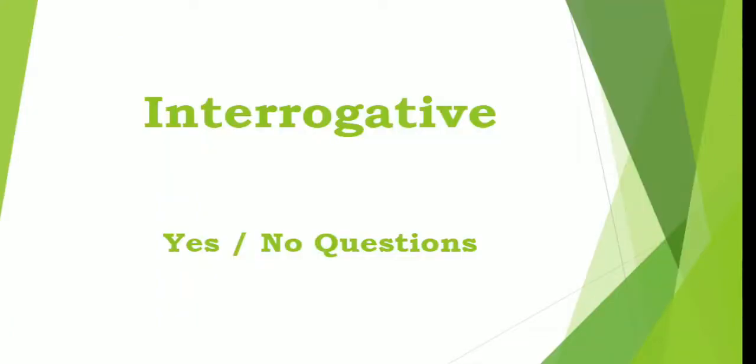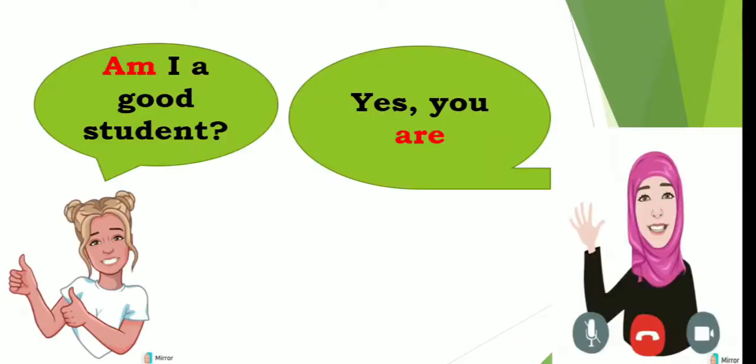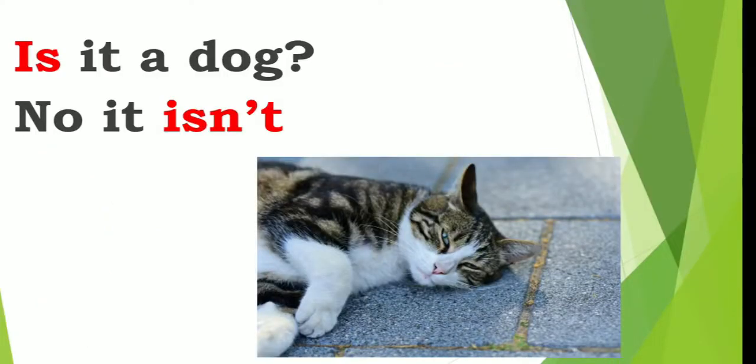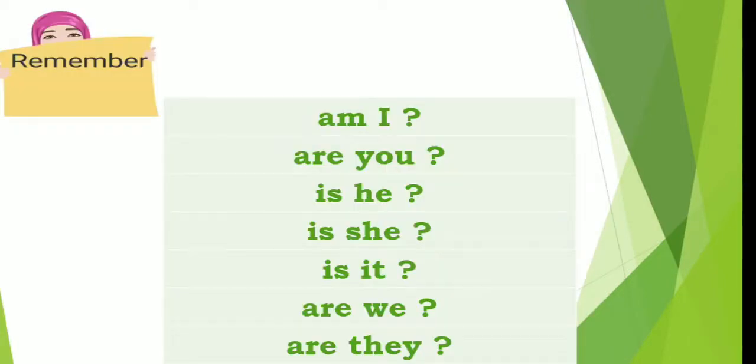Interrogative with yes/no questions. Am I a good student? Yes, you are. Are you online? Yes, I am. Is it a dog? No, it isn't. Remember, am I? Are you? Is he? Is she? Is it? Are we? Are they?